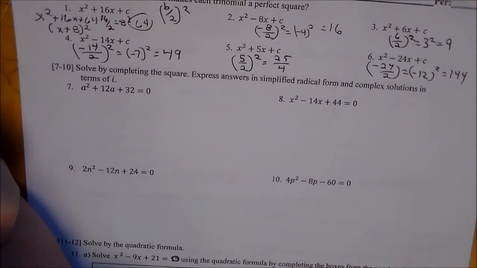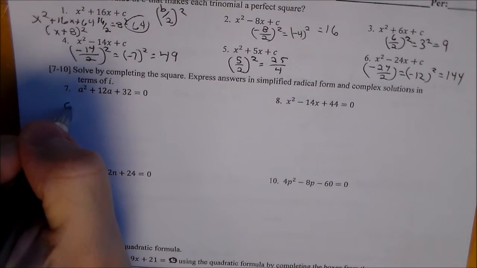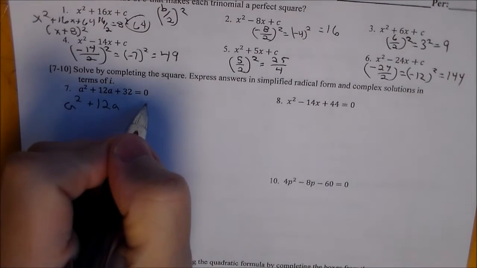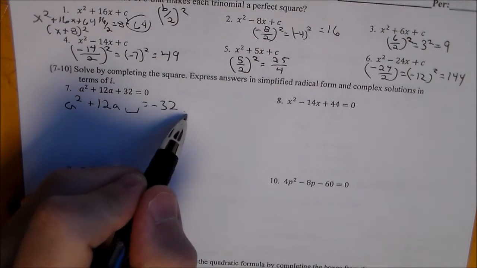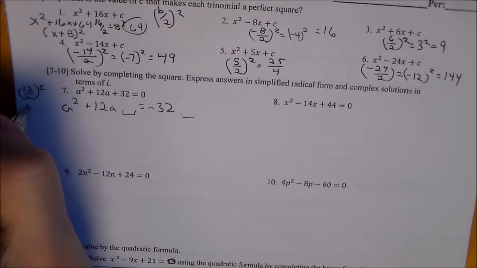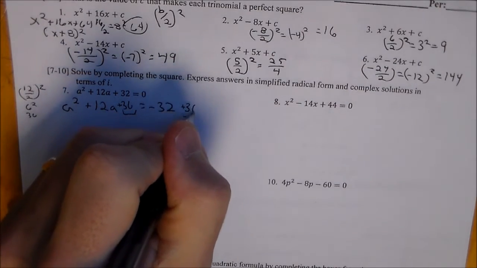Down here at number 7 through 10, we're going to solve by completing the square. So the same process we did, but now we're going to finish the process. So I got a squared plus 12a. I'm going to take the 32, move it over, and now I'm going to put a value in that does what we did above and completes the square. So half of 12 squared is going to be 6 squared, or 36. So I'm going to add this to both sides.